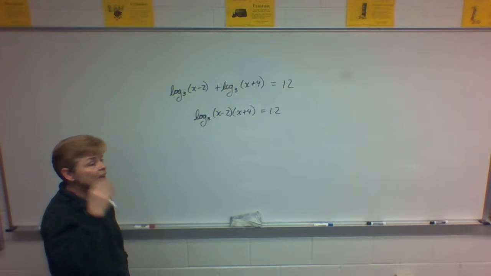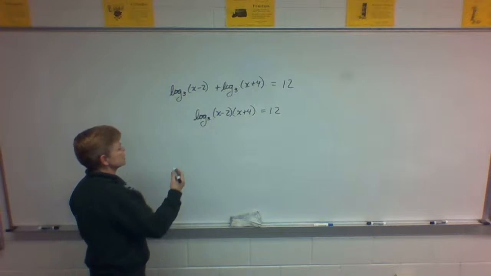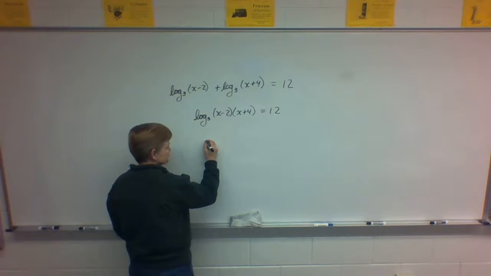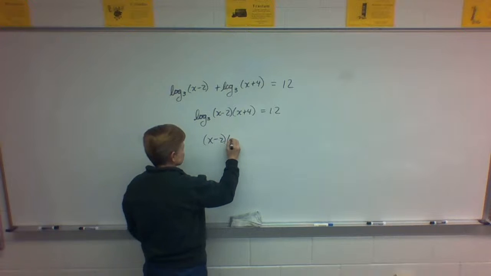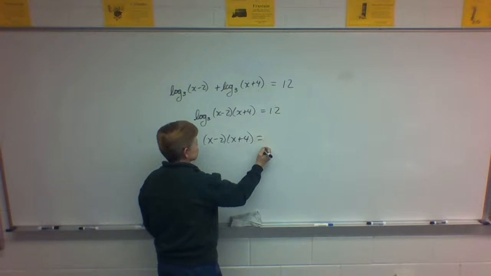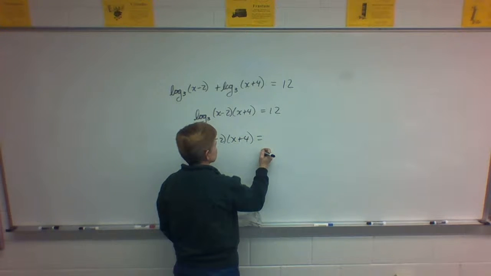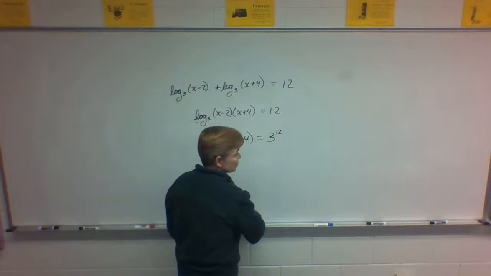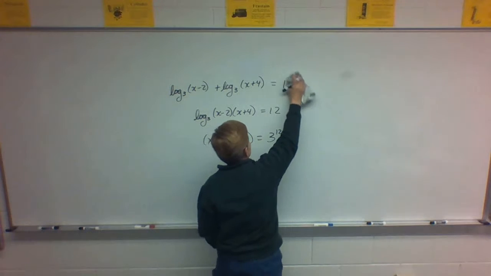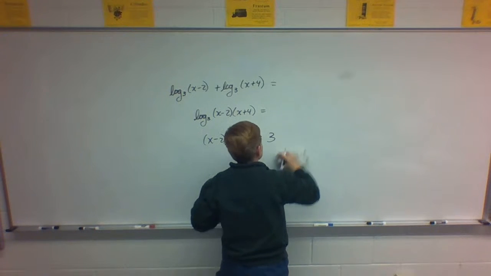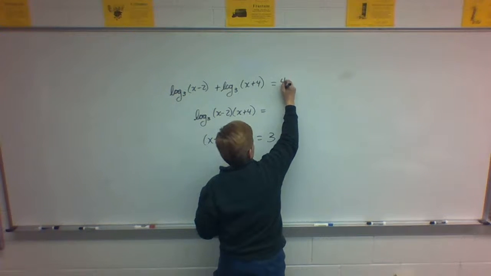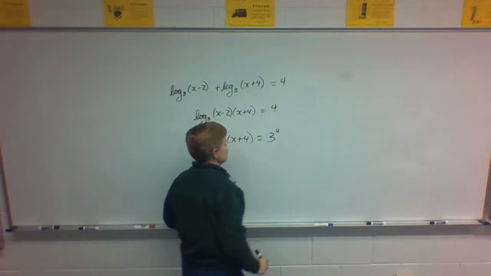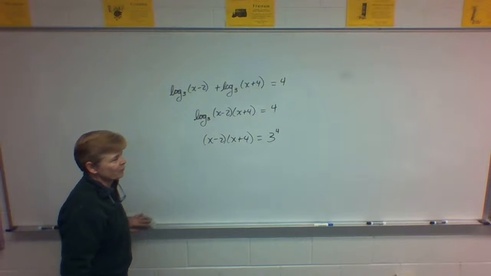What are you going to do if it's a log? Change it to an exponent. All right. How do we do that? X minus 2 times x plus 4 equals. Is it 12 to the 3 or 3 to the 12? 3 to the 12. Okay, I want to change my mind since I made this up. I do not want to deal with 3 to the 12. We'll change this to 4. Okay? I don't want to do 3 to the 12.